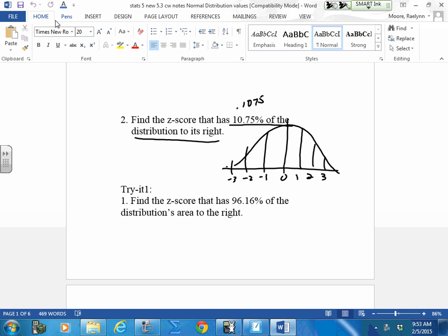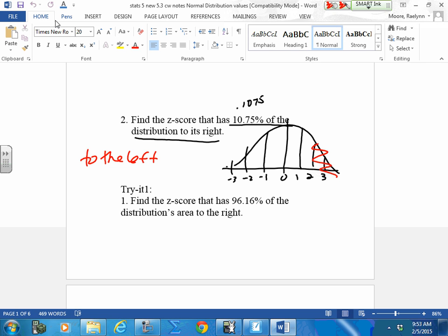Is my z-score going to be positive or negative? It's going to be positive. Somewhere over here is 10% of my curve. Somewhere, right? So my z-score is going to be positive. Two ways to look this up. I can only look up my area to the left.